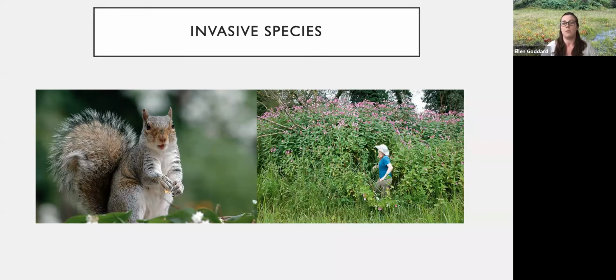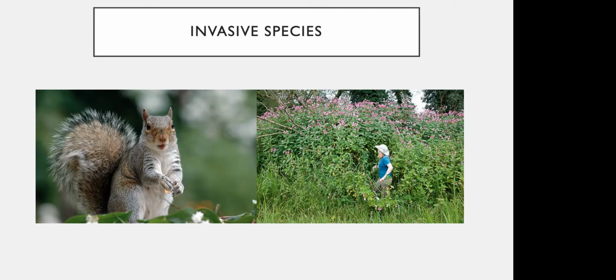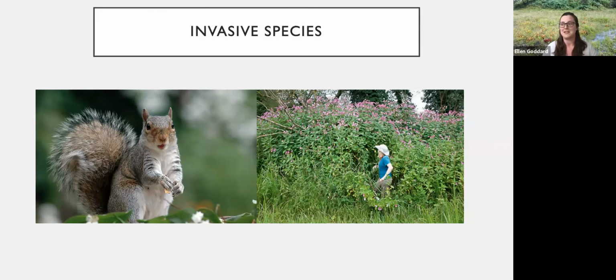Another problem with this is the monetary value as well. Invasive species are really costly to deal with. In 2017, the UK government spent around £2 billion trying to control invasive species around the UK. So not only are they really bad ecologically, but they are also quite costly to us as well.